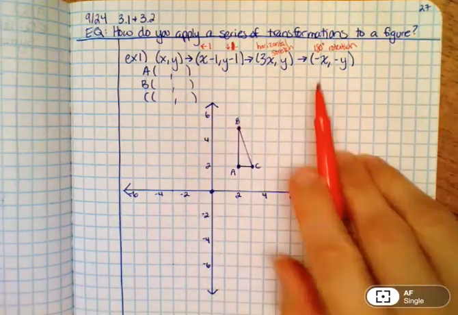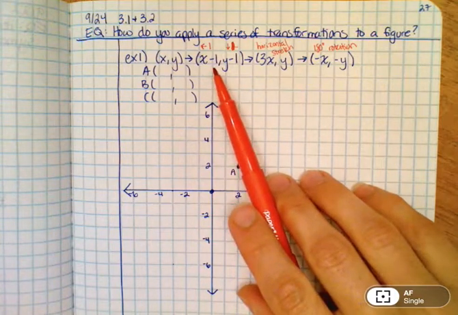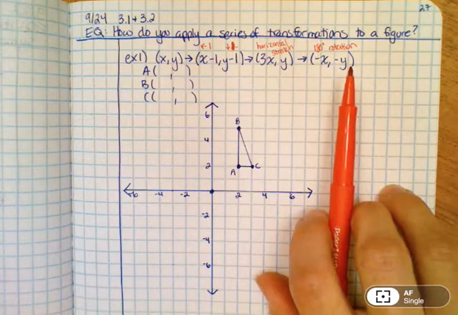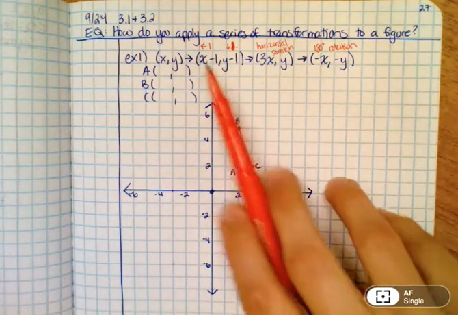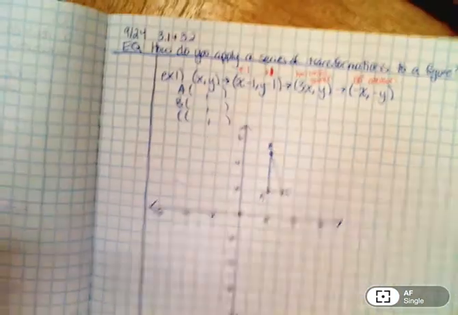Sometimes instead of giving you these rules, it'll actually say, first, translate your figure 1 to the left and 1 down. Next, do a horizontal stretch of 3, and then do a 180-degree rotation. And if it did that, you would have to pull these rules and write them down. But in this example, they were given to us.